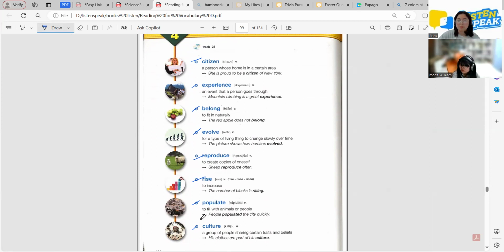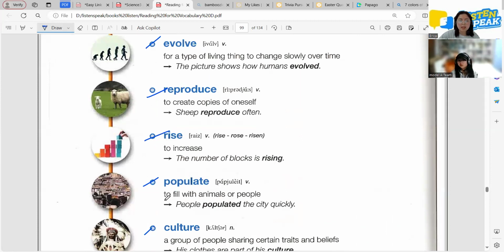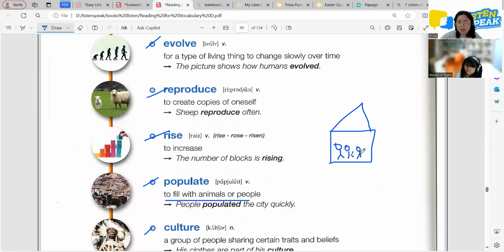Populate. Again, to fill with animals or people. It means a lot of people or a lot of animals. Okay, let's say, for example, Ellie, this house. Let's say there are a lot of people in this house. You can say this house is populated because this house has a lot of people. The house is populated. It is filled with people.